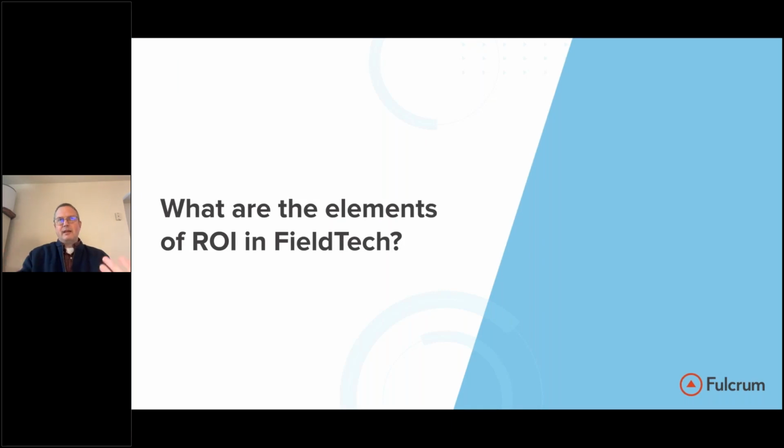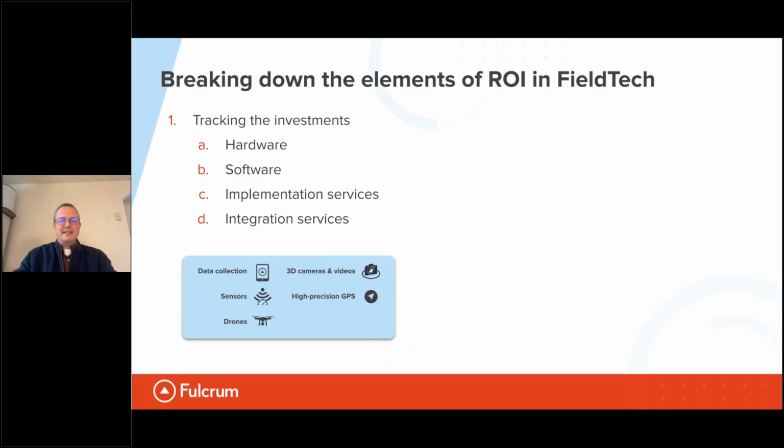So again, if you have any questions about field tech and what it means, please feel free to add those to the questions. What I'd like to do next is talk about, in the field tech ecosystem specifically, what are the elements of ROI? What are the returns? What are the investments? And I'm going to start by breaking down the elements of ROI. I'll start with tracking the investments themselves.